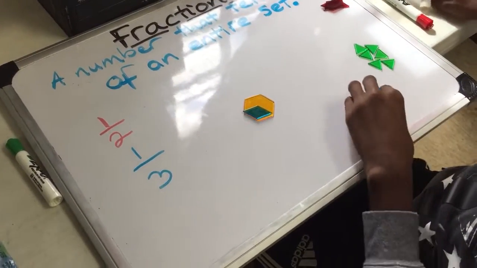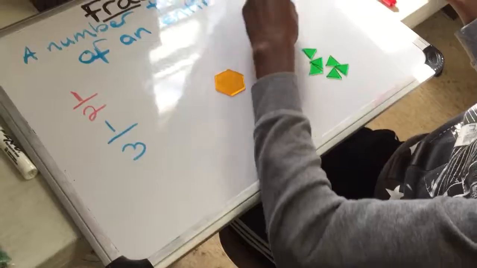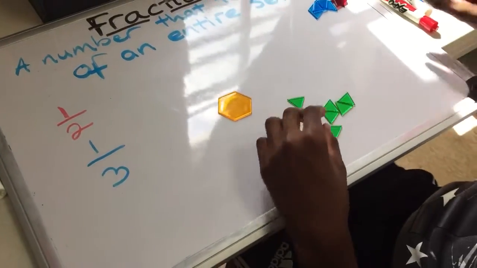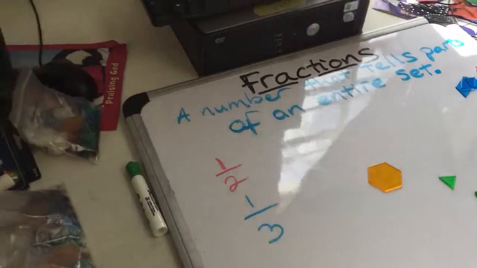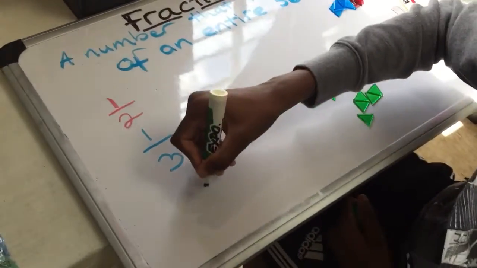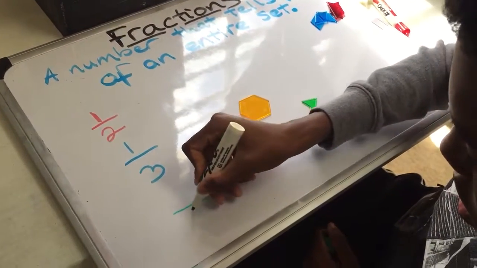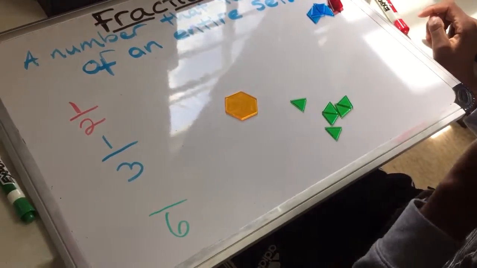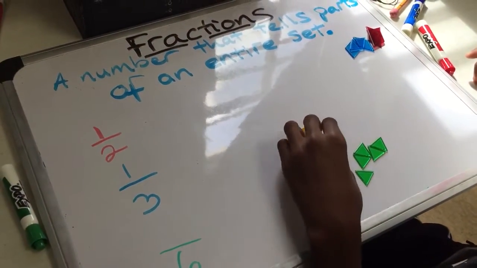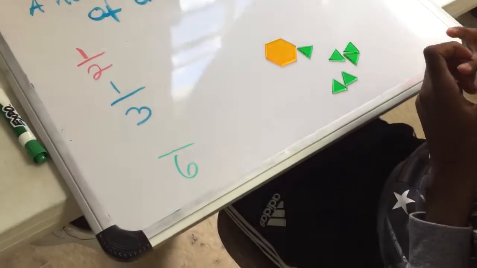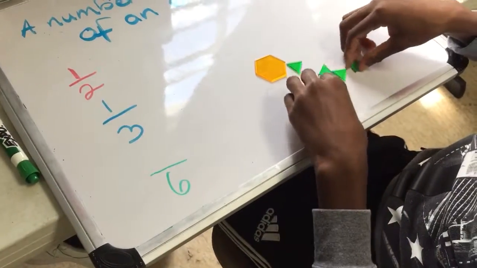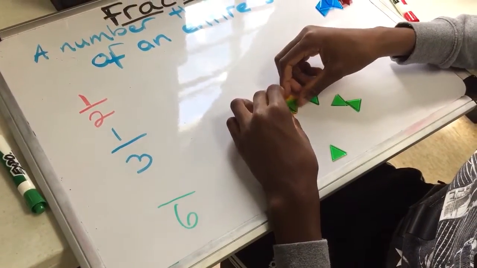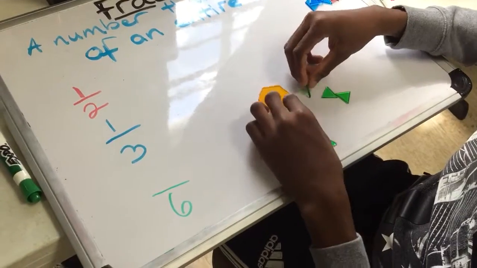Let's look at the final pieces here. What color are those pieces? Green. How many pieces do you have there? 6. So we want to write that as a fraction. 6. How do you know the 6 goes there? Because all 6 fit in the shape. What's that shape? It'll fit in the whole. So 6 pieces make up a whole.